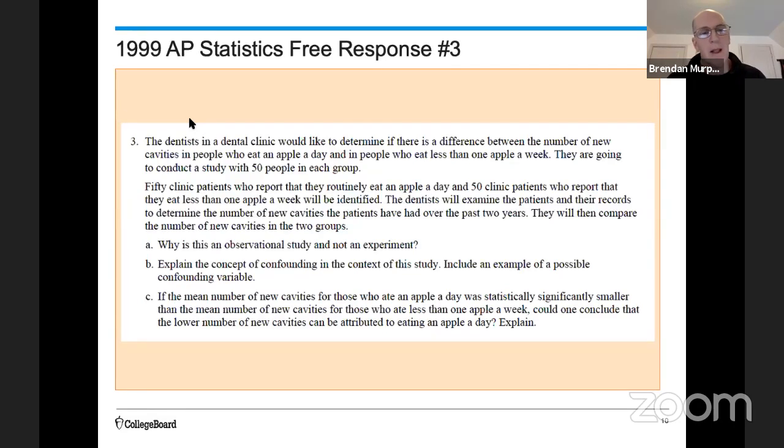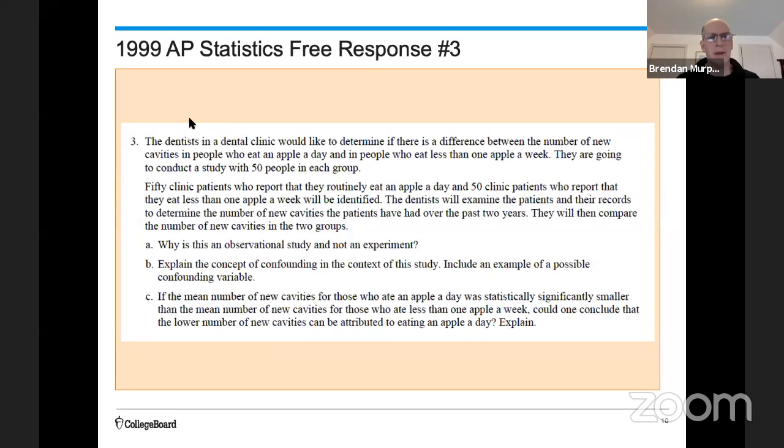The dentist in a dental clinic would like to determine if there is a difference between the number of new cavities in people who eat an apple a day and in people who eat less than an apple a week. Again, just setting the stage. So is there a difference in the number of cavities based upon the number of apples you eat? That's all I get out of the first sentence. They're going to conduct a study with 50 people in each group. So it feels like 2 groups, 50 people. I have 100 people in total. Again, I would want more than that in a perfect world, but I can live with 100. That feels like my sample size is big enough.